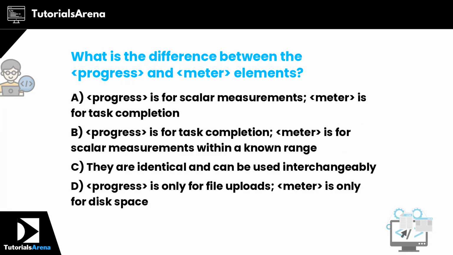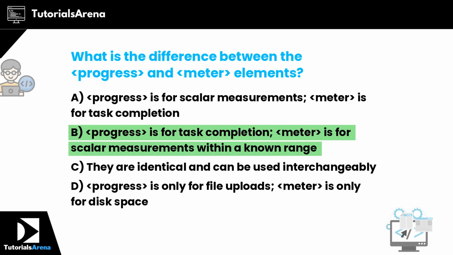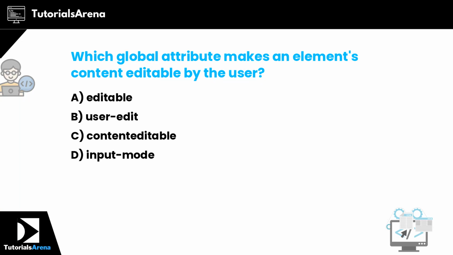What is the difference between the progress and meter elements? The correct answer is option B. Progress is for task completion, meter is for scalar measurements within a known range. Which global attribute makes an element's content editable by the user? The correct answer is option C, contenteditable.